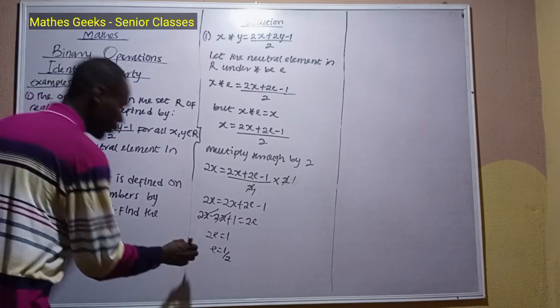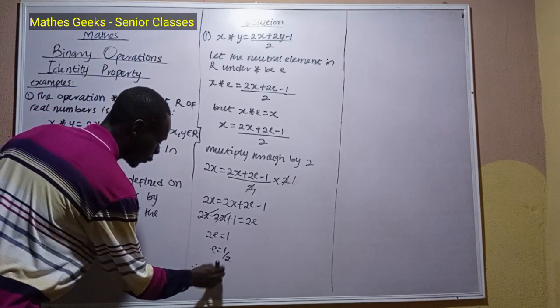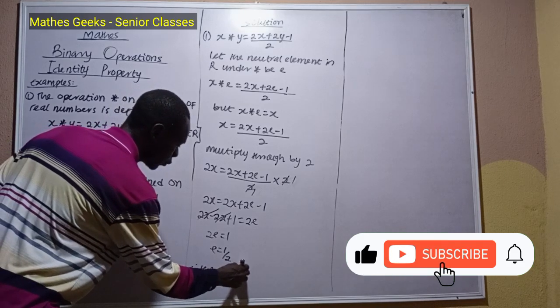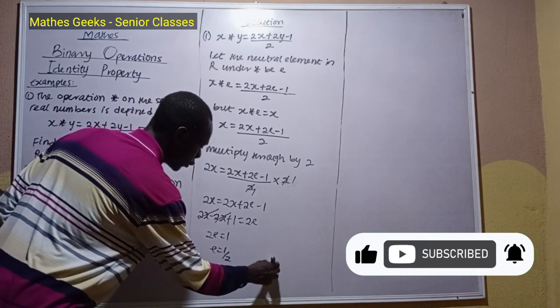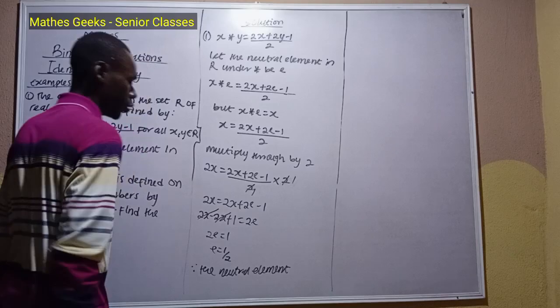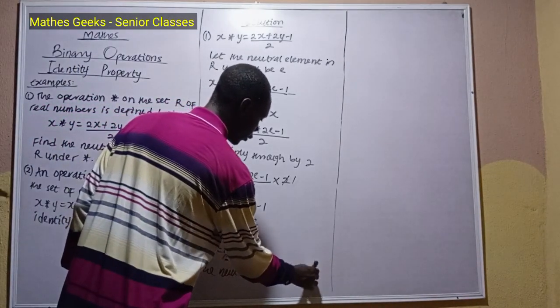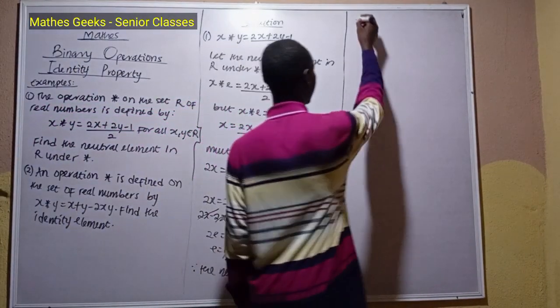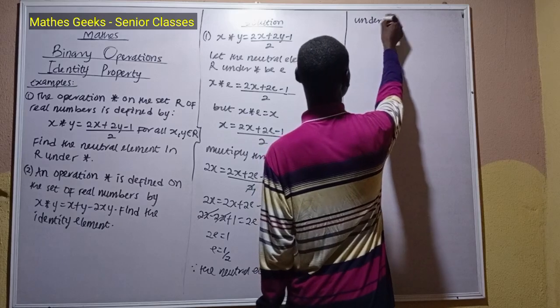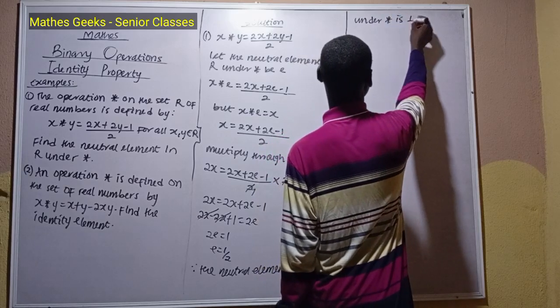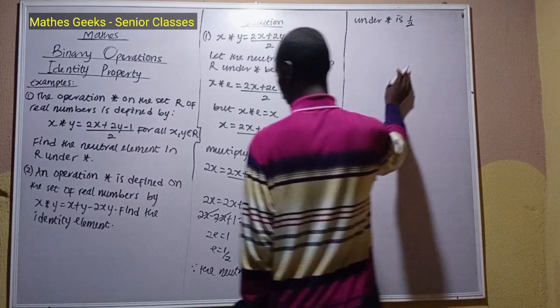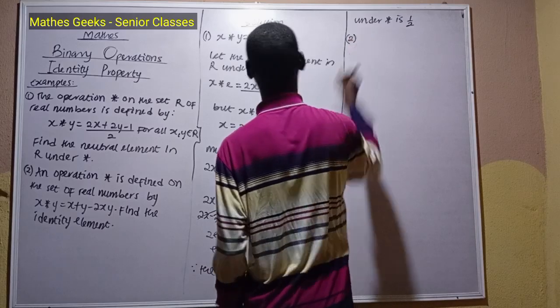So therefore, the identity element under star is 1 over 2.